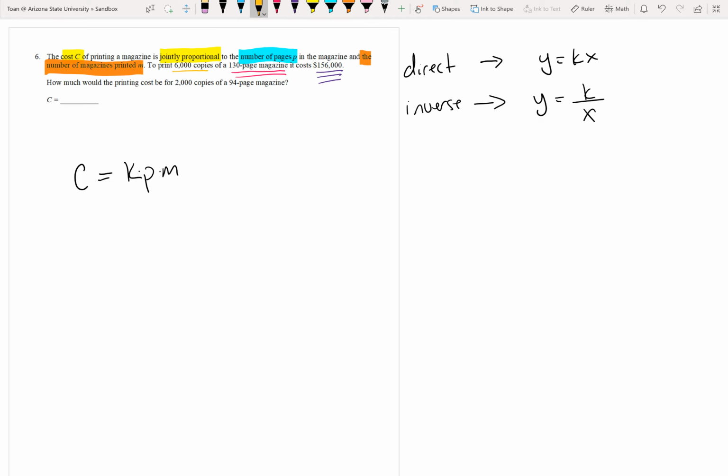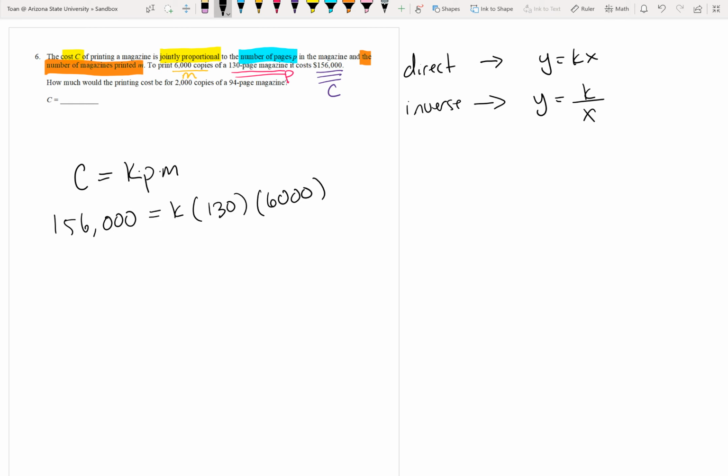To print 6,000 copies, hopefully you can agree that that's the number of magazines to be printed. 130-page magazine, well, that's the number of pages, and obviously 156,000 is the total cost. So you plug all those pieces of information in, it should allow you to solve for the constant of proportionality. So 156,000 equals K, number of pages is 130, and the number of copies is 6,000. Then all you got to do is break out a calculator and do math.